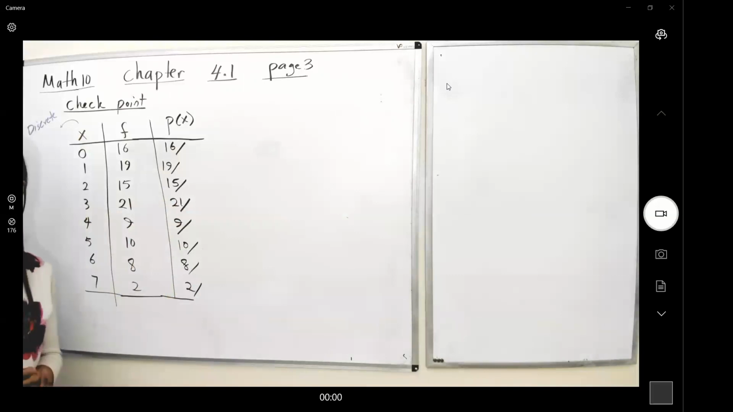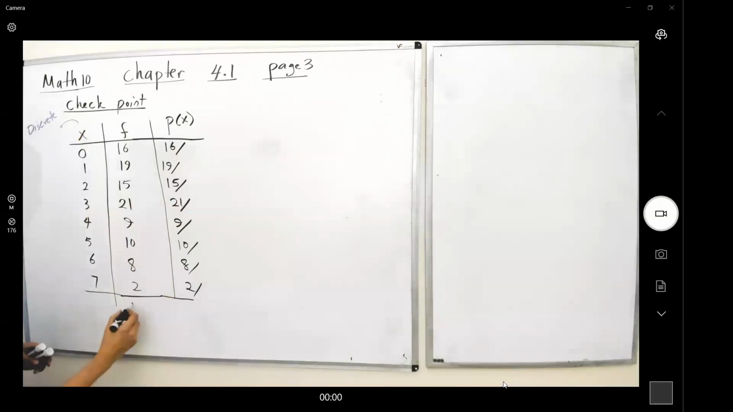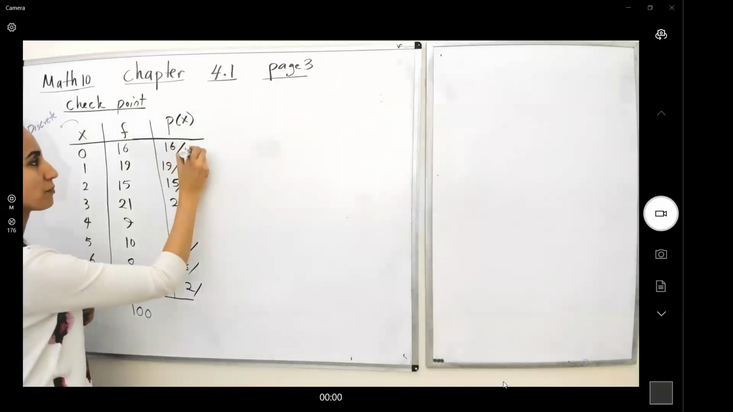What is the denominator? 100. 100? Very good. 100 days. Very good. So you have to repeat 100 down here.